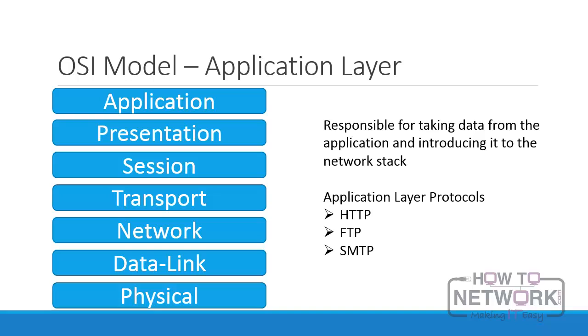The application layer, L7, is the layer that takes the information from the application and begins its transmission process, and conversely ends the process on the receiving machine. The application layer identifies the communication partner, verifies resource availability, and synchronizes communication. Examples of application layer protocols would be HTTP, FTP, and SMTP.